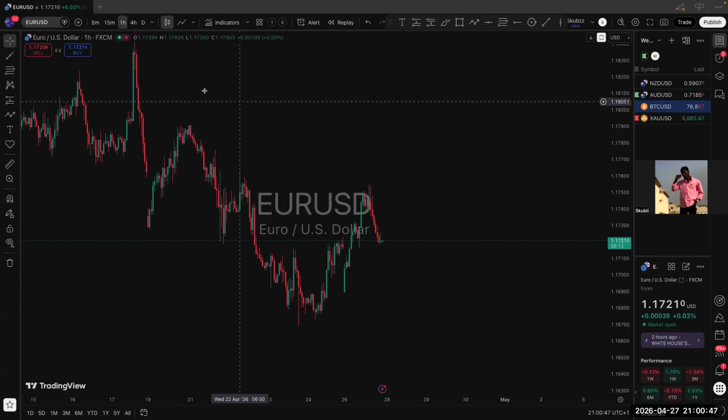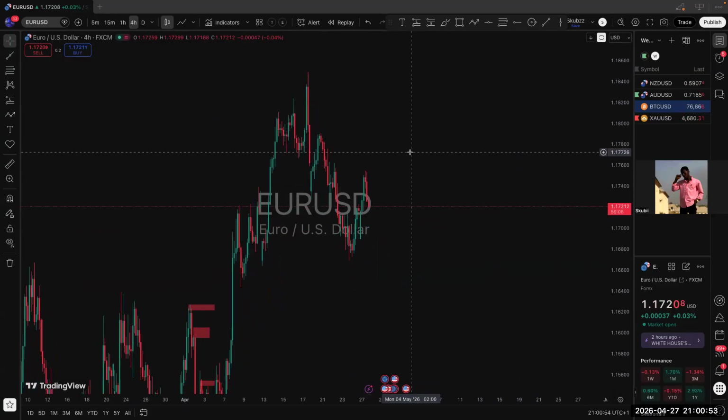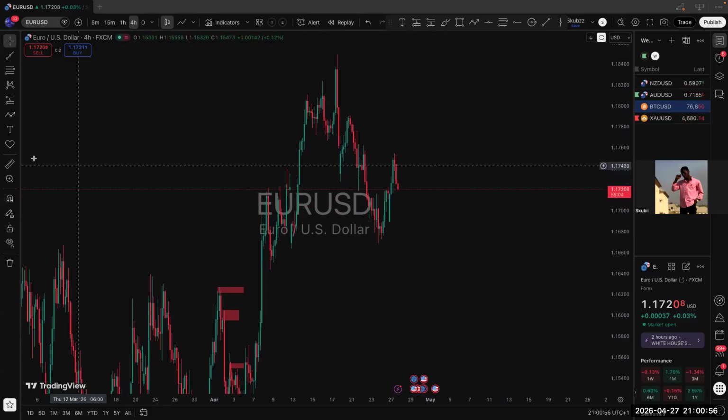Okay, I think this one too is nice. I think most of them have almost the same structure. No, Euro/USD is not nice. Okay, it's nice. It's just that I looked at the lower time frame and the higher time frame, and they are totally different.